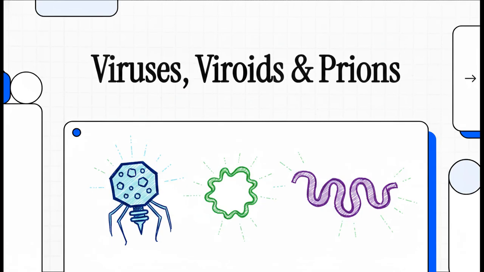Welcome to today's Explainer. We're jumping right into a fascinating and, frankly, a kind of terrifyingly simple corner of biology. Today, we're exploring entities that exist right on the absolute edge of life. We're talking about infectious agents that are so stripped down, they completely blur the line between what's actually living and what's just complex chemistry. So let's break down the science of viruses, viroids, and prions.